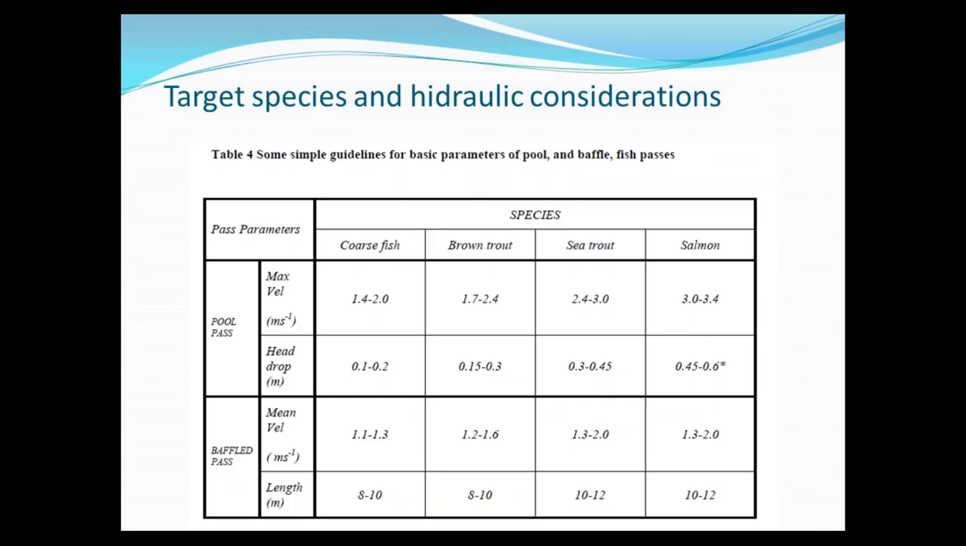We have many tables that many authors wrote down about when we use the different types of fishways. In this table, we have some advice to use pool pass and baffle pass. Depending on the target species, we will have different speeds and head drops, the head drop that the fish must manage to go up.